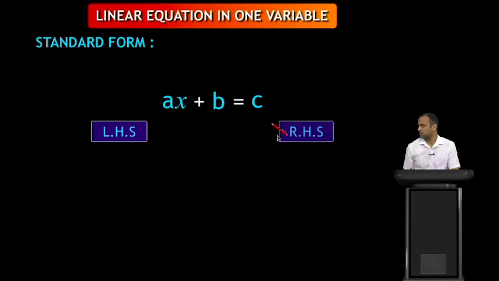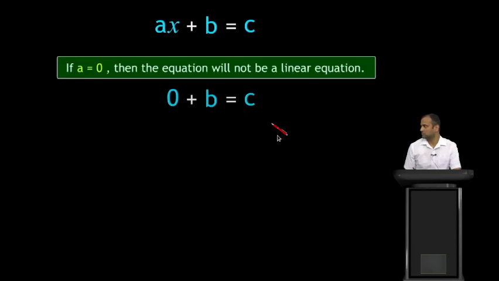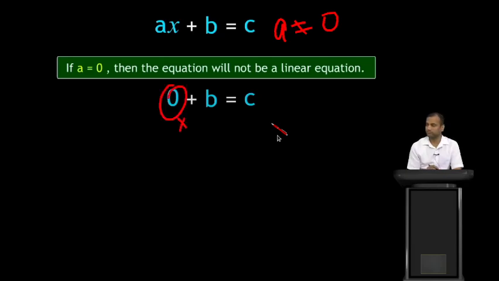So this side is called left hand side or LHS, and this side is called RHS, where x is variable and a, b, c are constants. And again a should not equal 0. Suppose a is equal to 0, then the equation will not be a linear equation because then we will not have the variable.